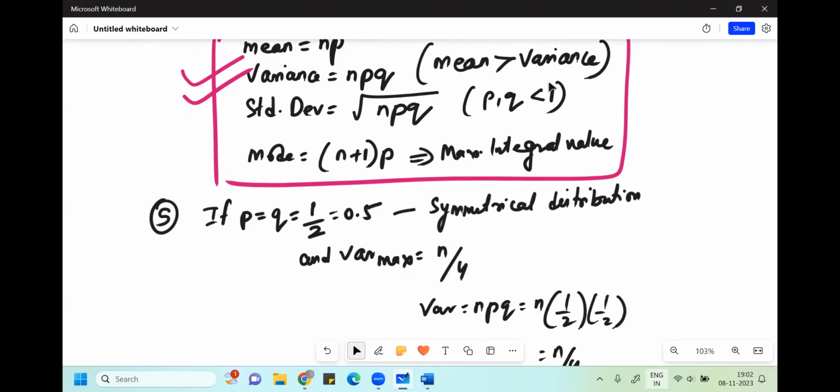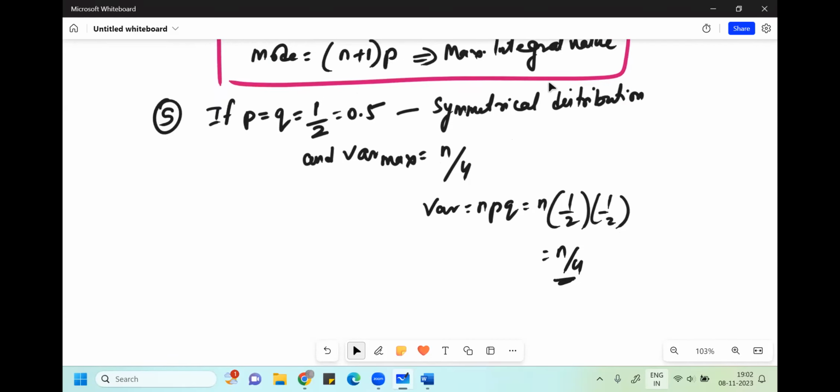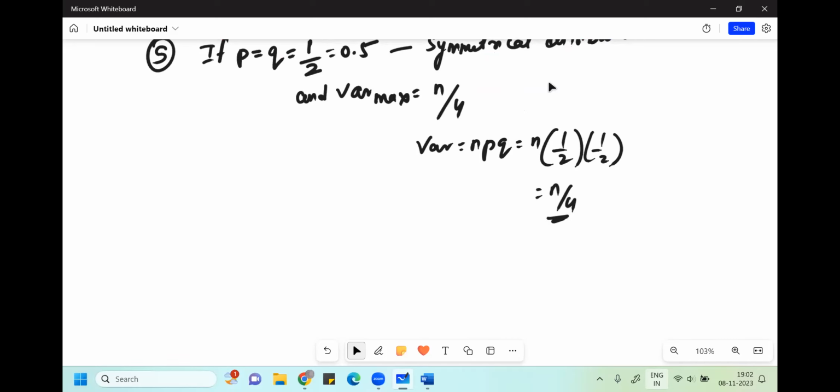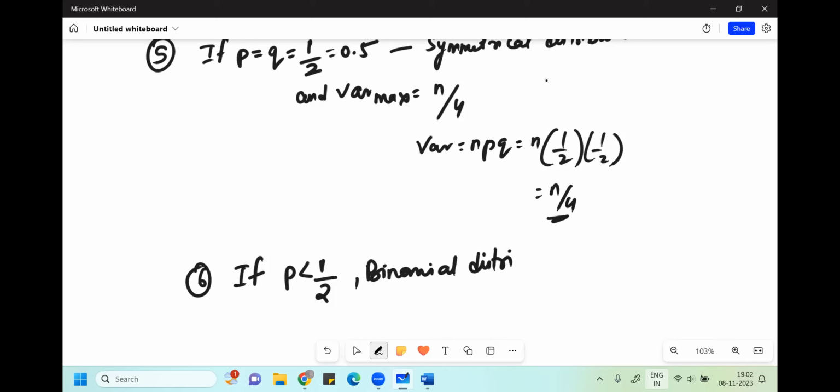You will have a symmetrical distribution if your p and q are equal to 0.5, and your variance would be equal to n by 4. If your p is less than 1 by 2, if your p is less than 0.5, then your binomial distribution is positively skewed.